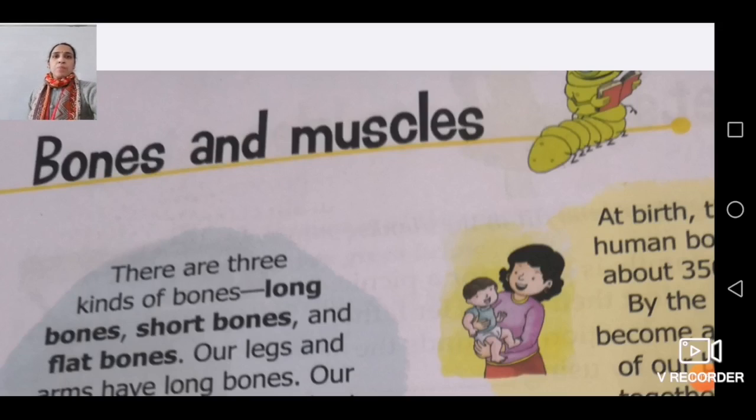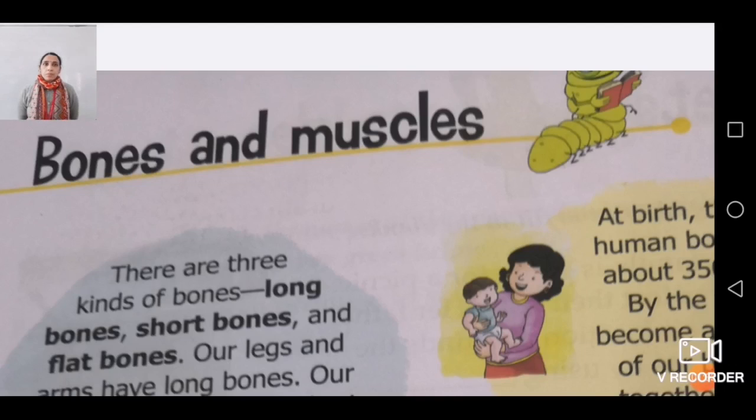Now children, in our body, if you see different body parts, they consist of different types of bones. Everywhere we are not getting the same type of bones. Similarly in the case of muscles also. So children, today we will revise this chapter, bones and muscles, and after that we'll move to the quick quiz related to bones and muscles. So children, let's start.